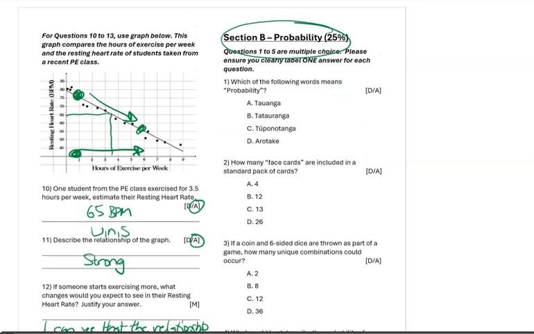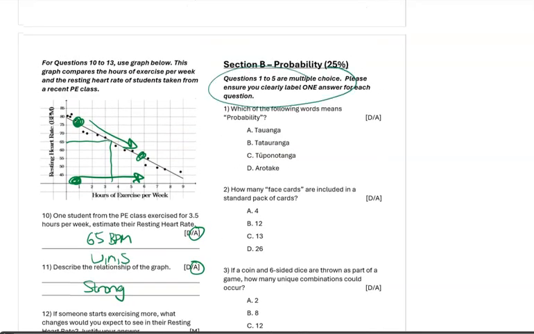Let's scroll back up this page because we can now start that 25% probability section. And similar to the previous sections, we start off with 5 multi-choice questions. So let's get into the first multi-choice question. Which of the following words means probability? And this was a Te Reo Māori question. I want to note it was developing, so it didn't officially impact your grade, but I was curious to see how many people knew it. In this case, it was C. And if you were able to get that right, you got the developing mark.